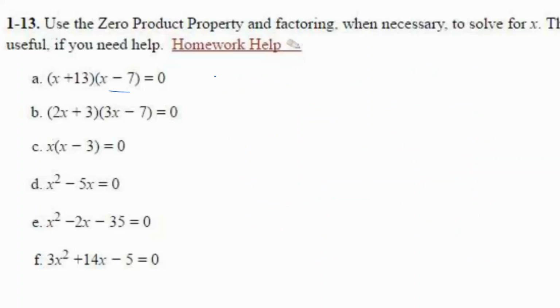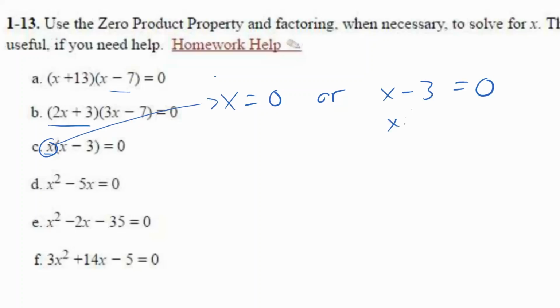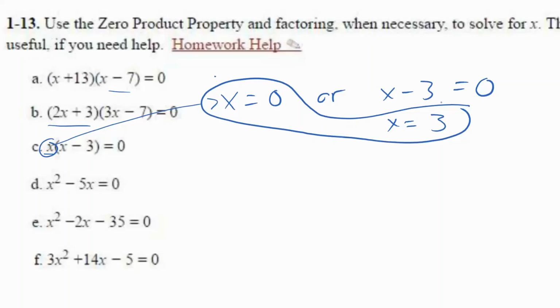C is kind of leading us into D. It's very easy to see that you've got two things being multiplied here. But remember, when we just have an x in front, it's actually its own value. So either x equals 0 or x minus 3 equals 0. So we don't really have anything to solve when it's just the x equal to 0, and we add the 3 over, so x equals 3. So x equals 0 or 3.